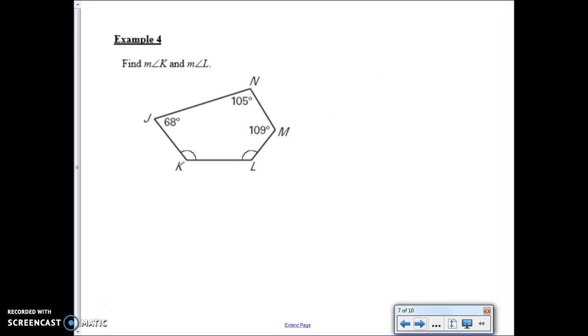Okay, now what if it's not one that we know? Well, we need to stop and say, okay, this is a 5-sided figure. So I'm going to use my formula. 5 minus 2 times 180, 3 times 180. 3 times 180 will be 540.